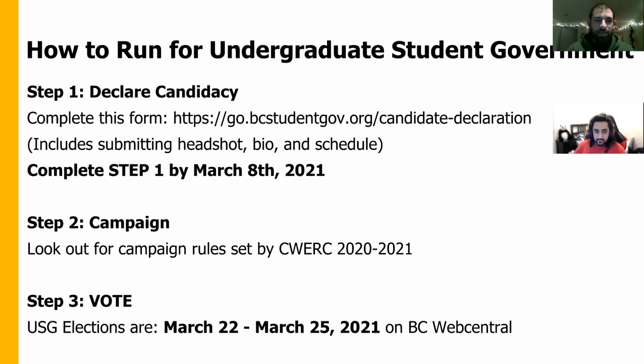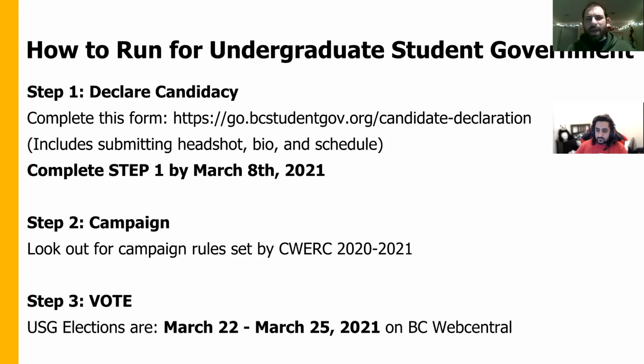Okay, so after campaigning, you have step 3, which is vote. Again, that's the big time, right? So from March 22nd to March 25th, you're hitting up everybody you know. You're hitting up all the clubs. Now, last year you could not get endorsements. Historically, you could. Last year, you couldn't. This year, they're probably going to say no endorsements again. But pay attention to those rules.